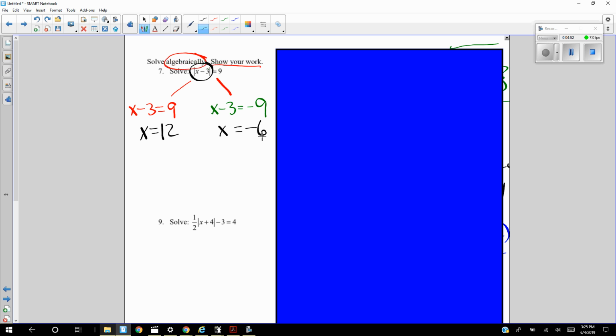So 12 and -6 should be the answers. Instead of actually writing out how I'm checking the solution, you can just do a quick check since it's pretty basic arithmetic. But 12 minus 3 is 9. Negative 6 minus 3 is negative 9. And the absolute value of negative 9 is, of course, positive 9. But don't forget, especially algebraically, to check the answers.